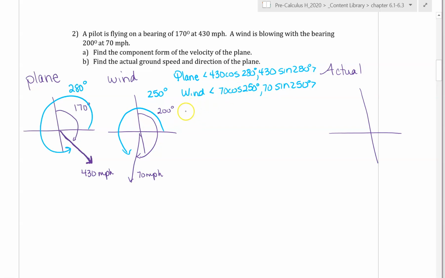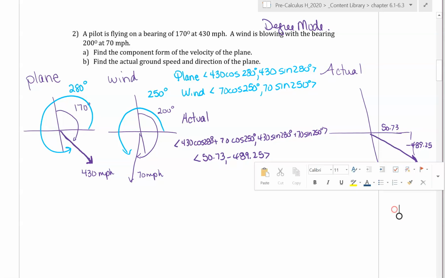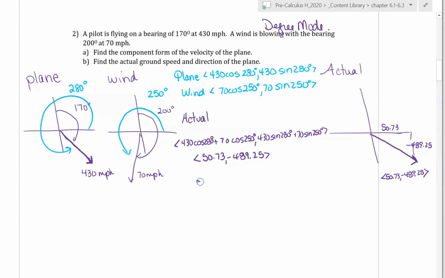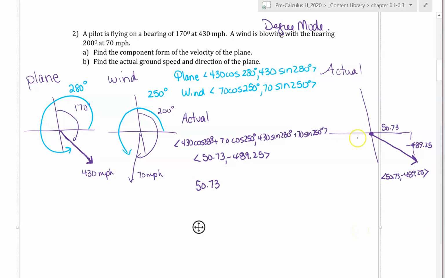So we can add the x's and the y's together. Go ahead and grab your calculator. Make sure you are in degree mode. All right, so we added the x's and the y's, and so here's what's actually happening. The magnitude of the velocity vector is the speed of the plane. So you could find the magnitudes. Notice that the point at the origin is really the distance formula, because we have a point out here at 50.73, comma negative 489.25, but the origin, so you're really just subtracting 0. So you don't even have to write it in there. So we're going to go ahead and square.